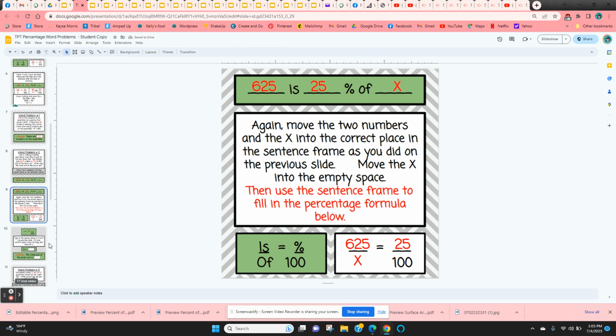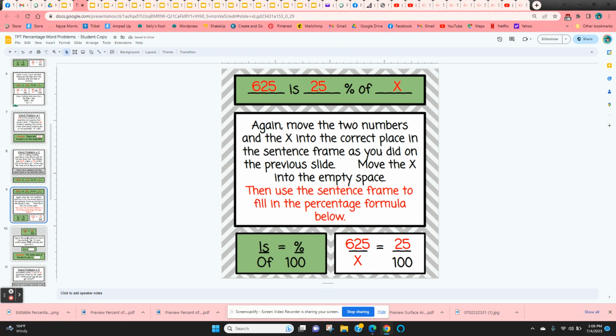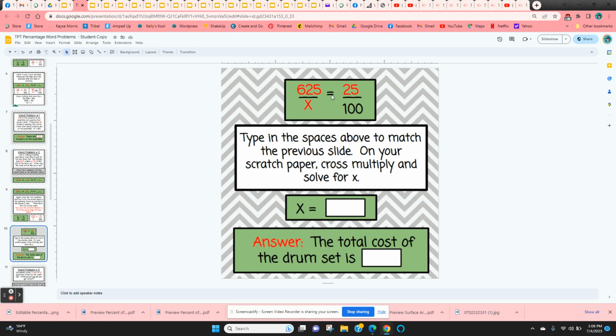Okay. Now we're going to use algebra to solve this. Here we're going to be typing. We had from the previous slide 625 over x. We're just repeating what they figured out from the previous slide, and the percentage was 25%. Now they're going to use their scratch paper. They're going to solve through means and extremes or cross multiplication: 625 times 100 equals 25 times x, and then they're going to solve for x. What they find out is the price of the drum set will be $2,500. We can put the dollar sign in our answer.